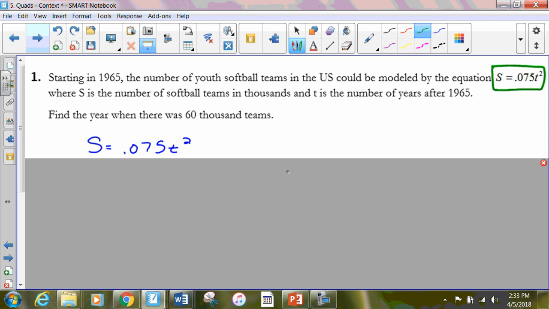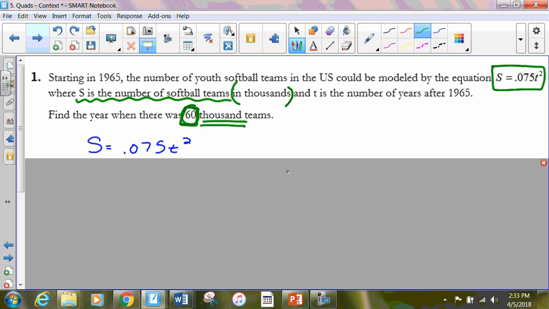It says find the year when there were 60,000 teams. We're like, okay, what do we do with that 60? So let's go back and see. S stands for the number of softball teams, and then we're put in thousands. And I know you've seen this before when you've read data and charts. You can't always write out 60,000, the number, or 60 million, if we're talking about population. And so we just say that the number is going to be represented in thousands, and then we just put how many thousand. So they're telling us S is the number of softball teams.